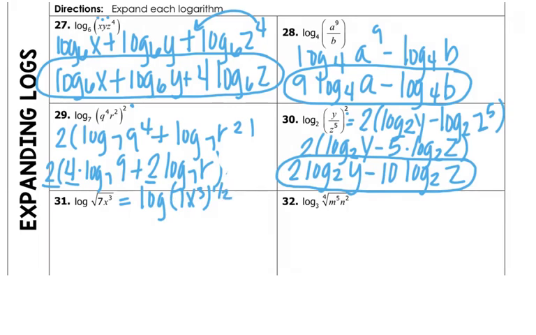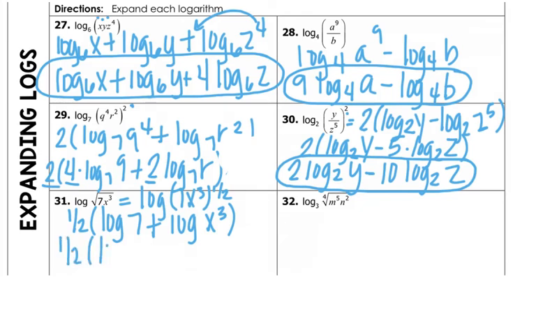Okay, so the first thing you're going to do is move that 1/2 power to the front, and 7 and x to the 3rd are multiplying, so we're going to add those when we expand them. So it's going to look like this. Our 1/2 comes into the front, and then we have log of 7 plus log of x to the 3rd. So from there, what can we move around? The exponent, right? We can't have an exponent. So it's going to have 1/2 times log of 7 plus 3 times log of x. Okay, because we're just moving that exponent in front.